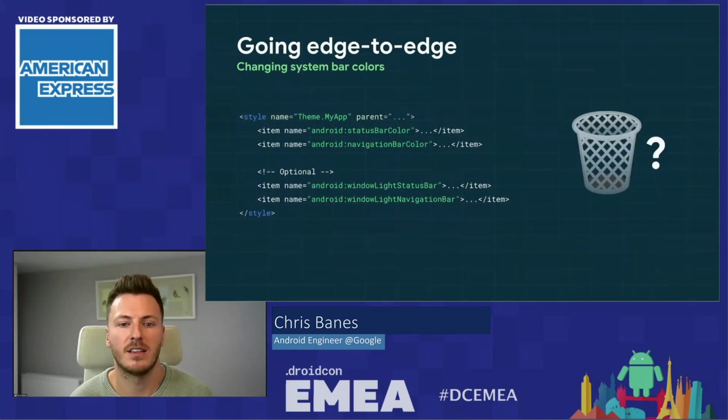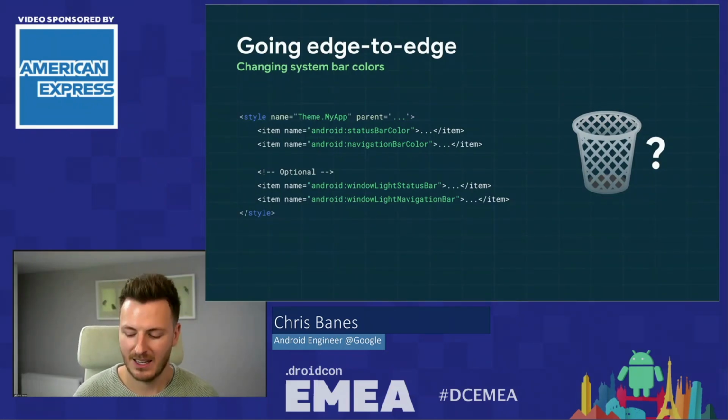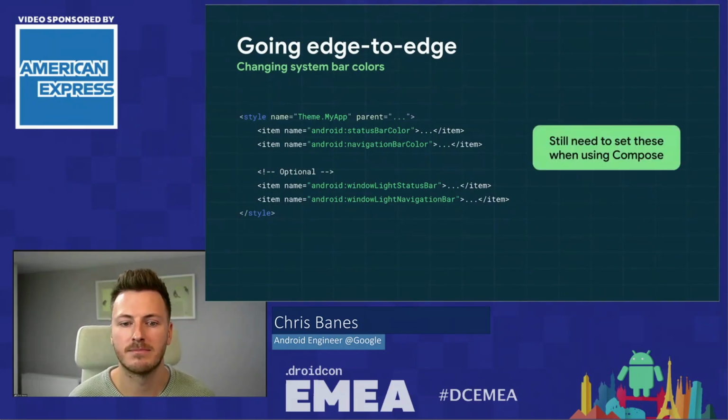Now, one thing you might be thinking is that you can now remove all of those theme attributes from your theme. Unfortunately, you still need to set those as they're used for the initial decoration of your activity, which happens way before any of your composables are run. So make sure you keep them.